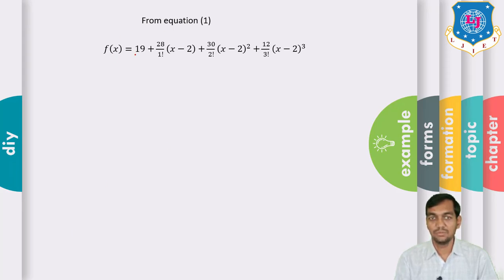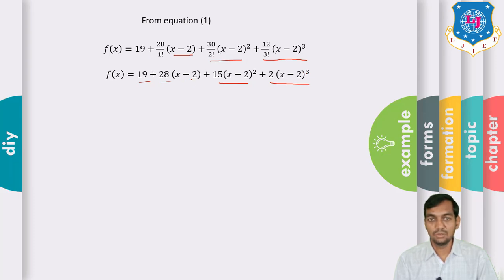That will be f(x) is equal to 19 plus 28 by 1 factorial into (x minus 2) plus 30 by 2 factorial (x minus 2) whole square plus 12 by 3 factorial (x minus 2) the whole cube. And now simplify, that will give 19 plus 28 into (x minus 2) plus 15 into (x minus 2) the whole square plus 2 into (x minus 2) the whole cube.